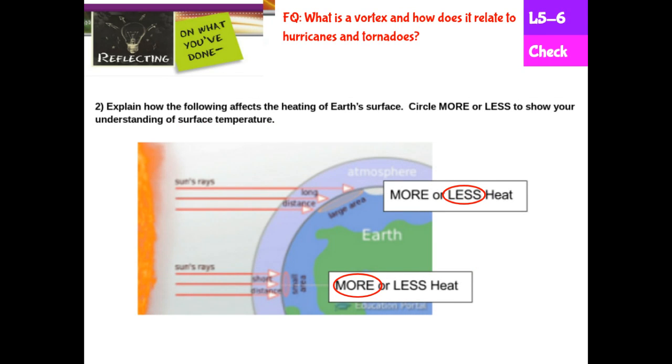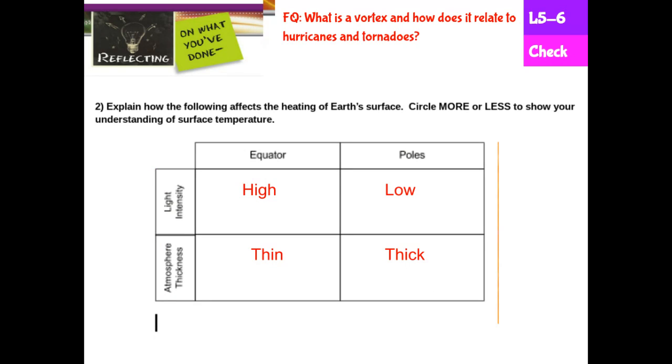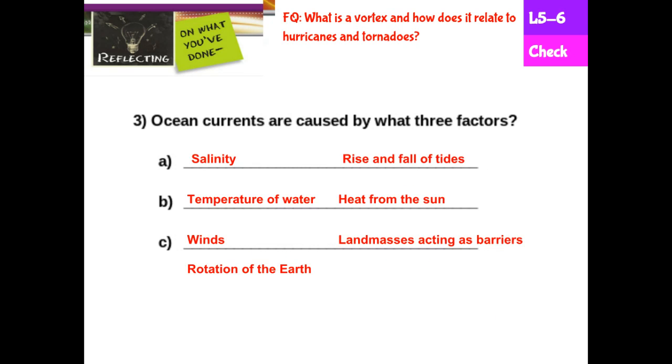Surface temperatures, this was a question. There's less heat on the surface near the poles because of the angle of the sun and the amount of distance it has to go through the atmosphere. The light intensity is because of that. We use terms like high and low, or more or less, or thick or thin.